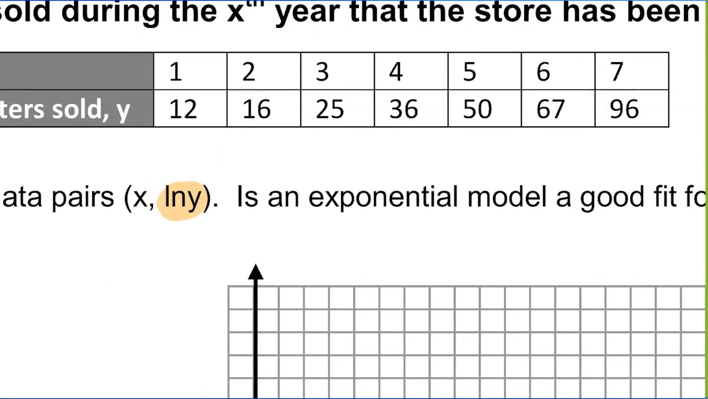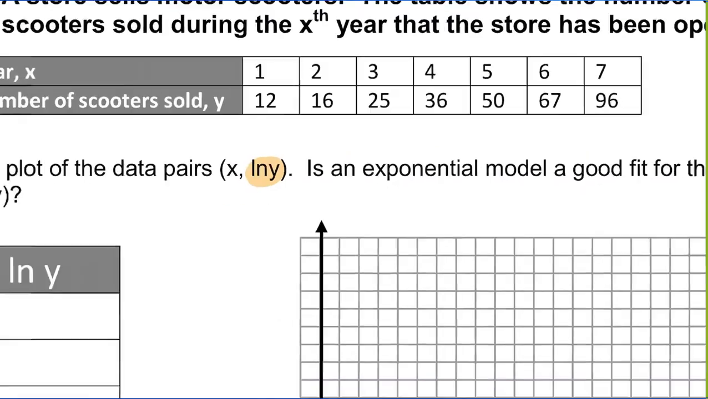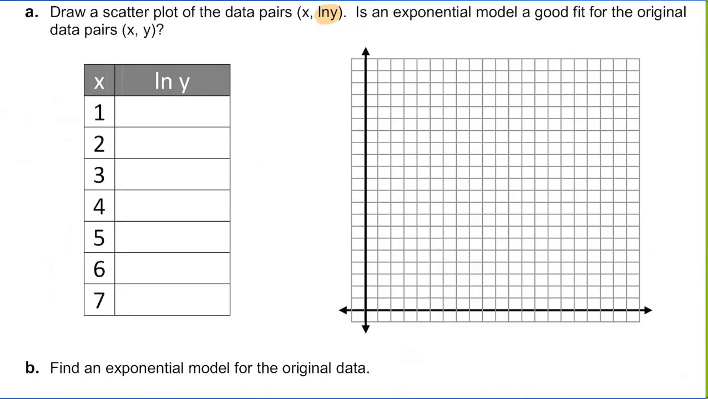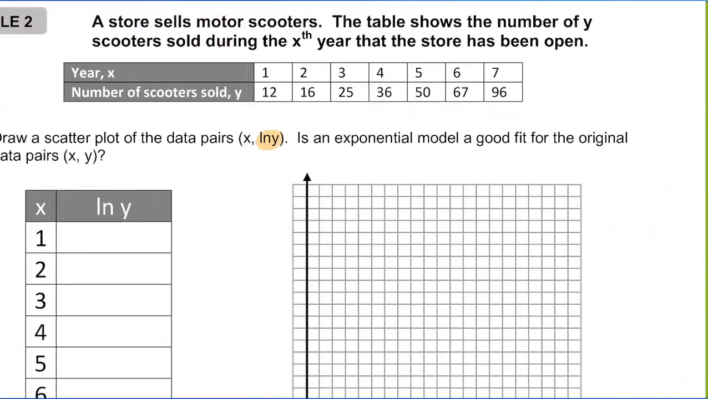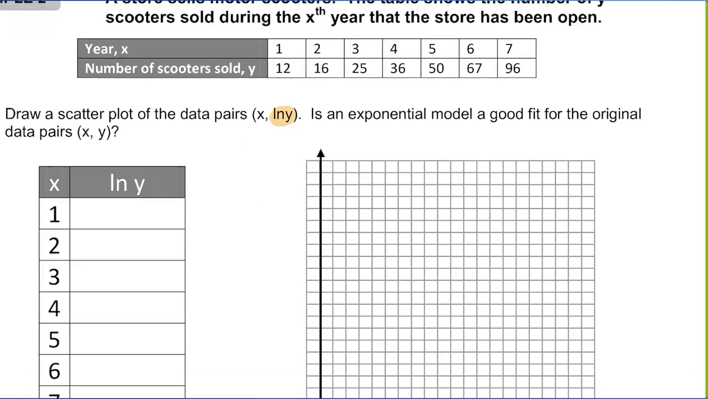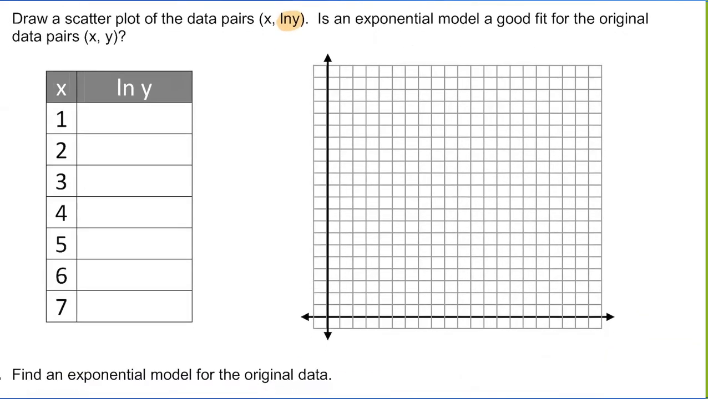It's pretty clear right away if we look at these numbers that this is not linear. These are not changing by the same amount. But the question is, is it truly exponential? That's a little harder to tell. So your first step here is that you're going to be given either a table or a series of points that are just the normal ones. Our x is our years, and y is our number of scooters sold. We want to convert this into (x, natural log of y).